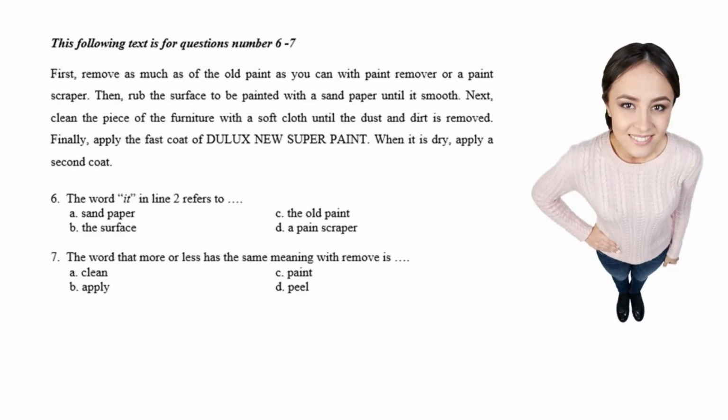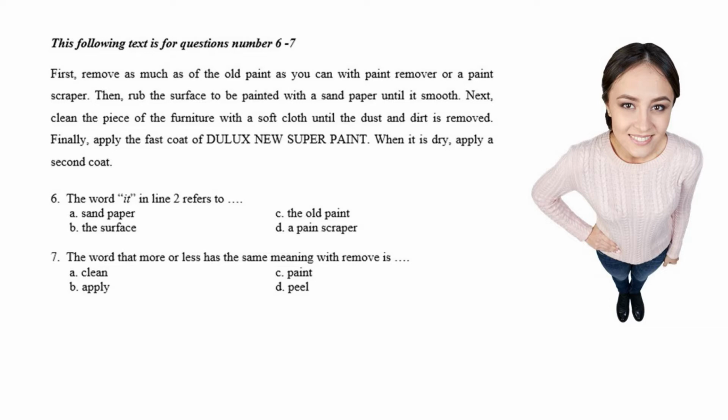This following text is for questions number 6 to 7. First, remove as much of the old paint. You can do it with paint remover or a paint scraper. Then, rub the surface to be painted with sandpaper until it's smooth. Next, clean the piece of furniture with a soft cloth until the dust and dirt are removed. Finally, apply the first coat of Dulux New Super Paint. When it is dry, apply a second coat.